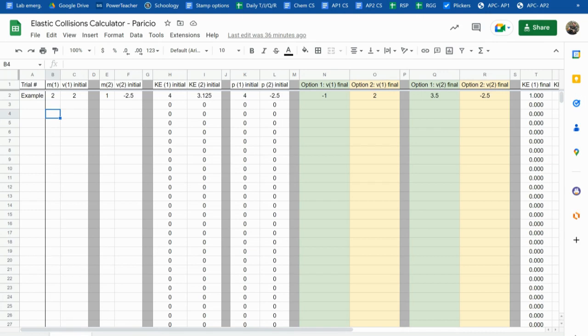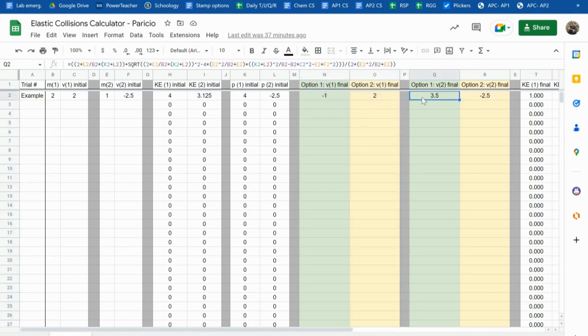Now, when I programmed this spreadsheet, I used the harder version of the kinetic energy equation. I used all the V squareds that you get with kinetic energy. What that does when you use all those V squareds is you get a quadratic expression when you solve this all. So there becomes a plus and minus. That's what these columns are. So we've got option 1 of V1 final and option 2 of V1 final. And then option 1 of V2 final, option 2 V2 final. So this right side is for the final velocity of object 2. This left side is the final velocity of object 1.